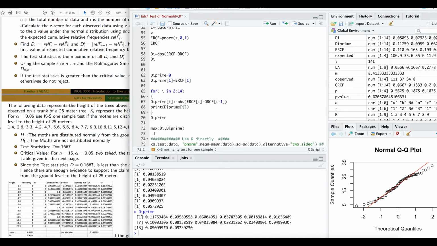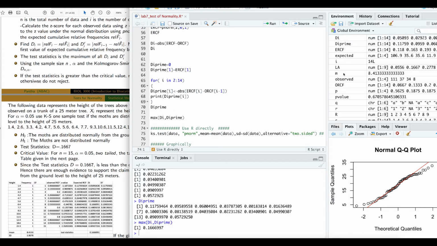And the last thing I want to do is find the maximum of Di and Di prime. You see that? These are the Di primes. Now the maximum of these two columns is 0.1667. You see that? Now to find the critical value, you do the same thing again for the critical value.